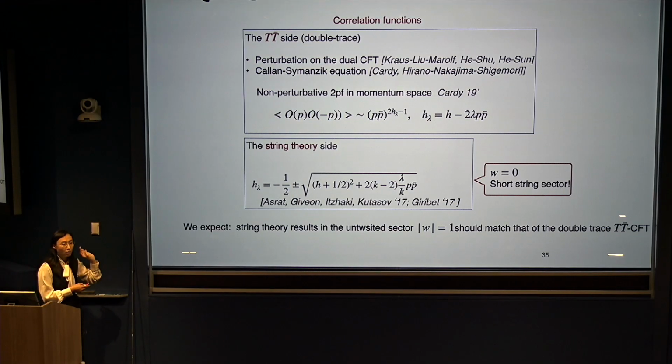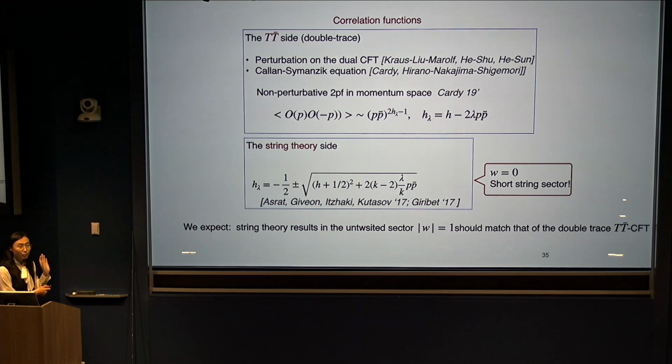sector. There are also some calculations in the TTbar setting, the ordinary double twist TTbar setting. There are perturbative calculations, also non-perturbative results by Cardy, and it shows a structure. This momentum space two-point function looks like there's a shift in the conformal weight, which is polynomial in lambda. So you may wonder why the two things are not the same.